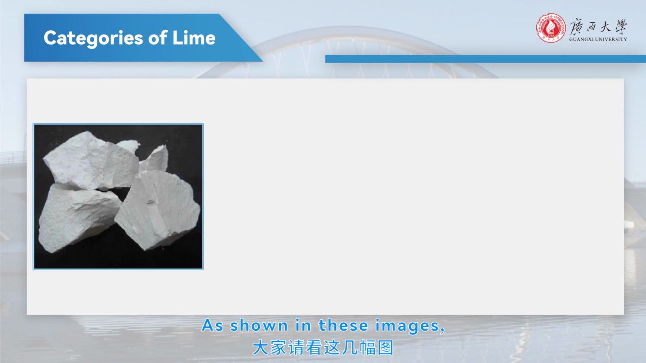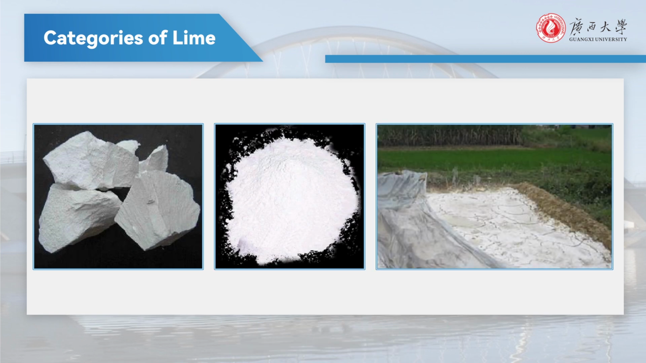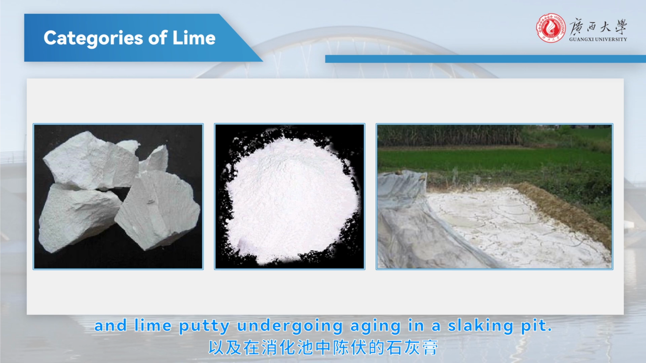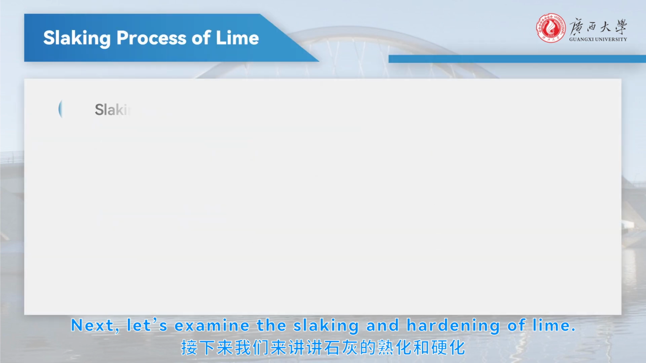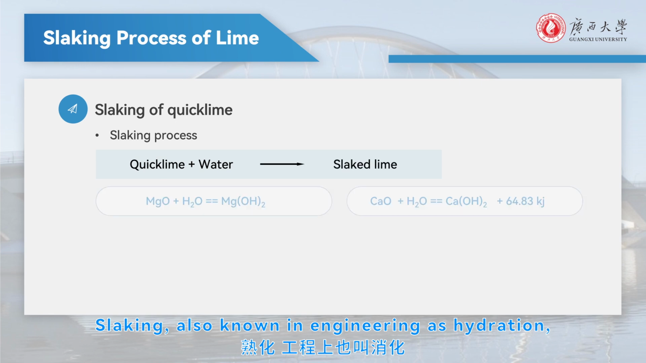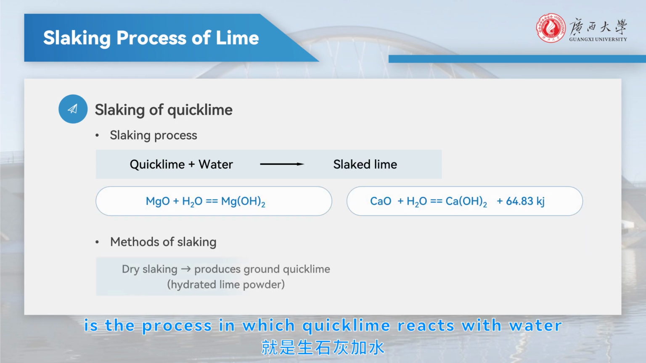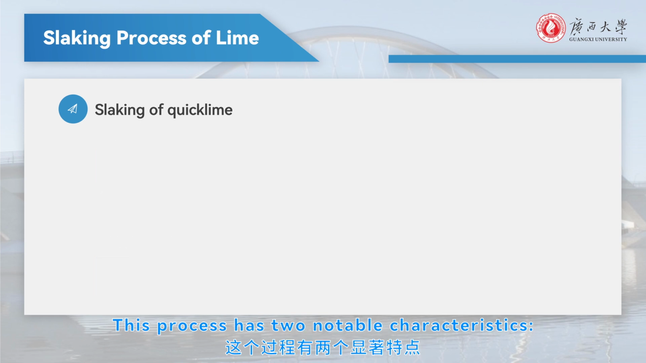As shown in these images, they correspond respectively to lump quicklime, ground quicklime, and lime putty undergoing aging in a slaking pit. Next, let's examine the slaking and hardening of lime. Slaking, also known in engineering as hydration, is the process in which quicklime reacts with water to form slaked lime, calcium hydroxide. This process has 2 notable characteristics.